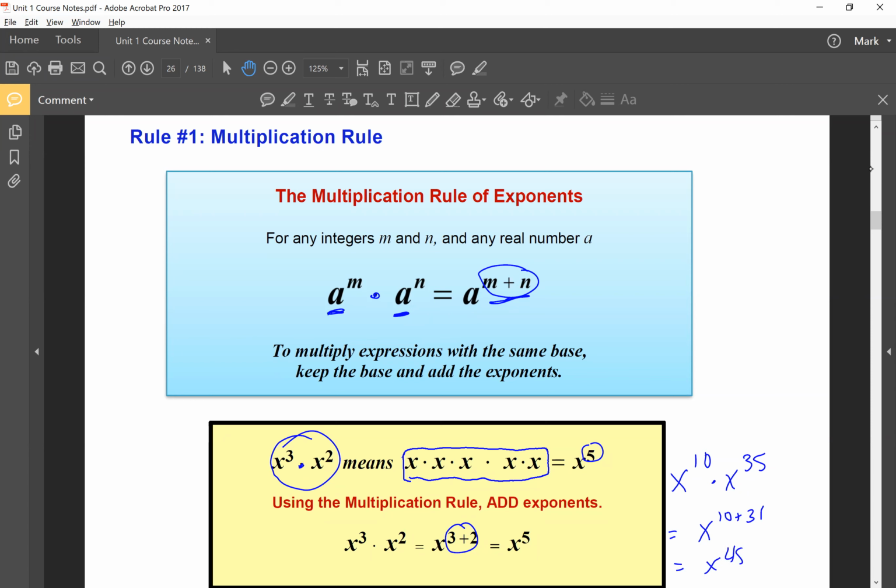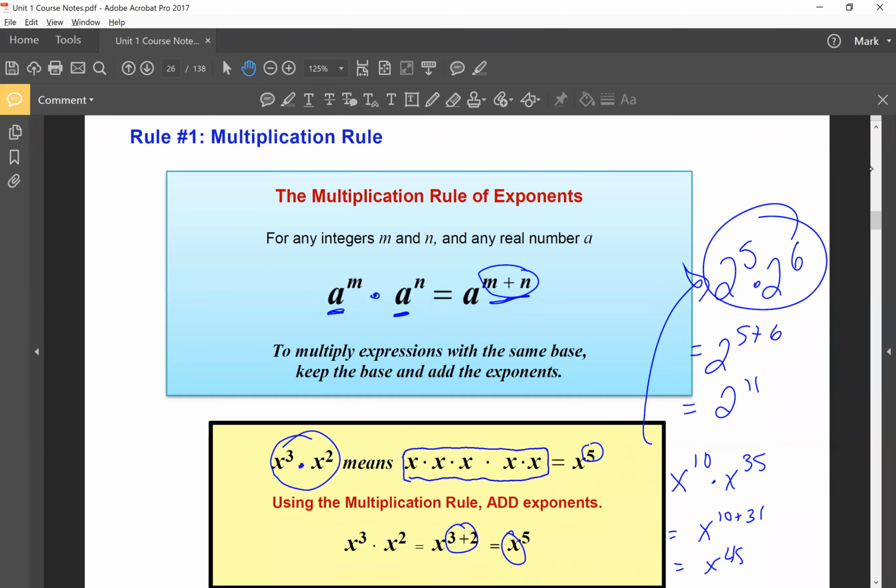You can do most of this on your calculator anyways. Just a warning though, calculators do not do well with x's. If it was a number, if I had 2 to the power of 5 times, let's say, 2 to the power of 6, that's 5 plus 6. This is like having 11 2's. You can do this on your calculator. When you're dealing with numbers, trust your calculator.